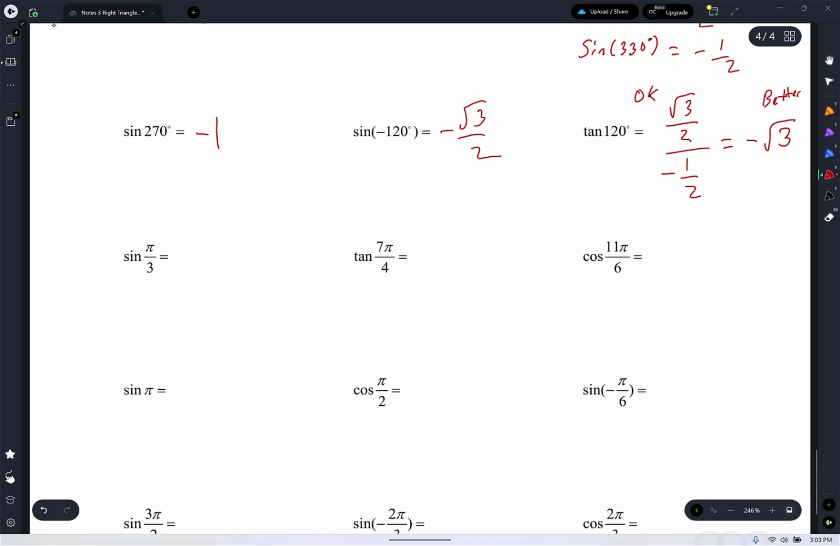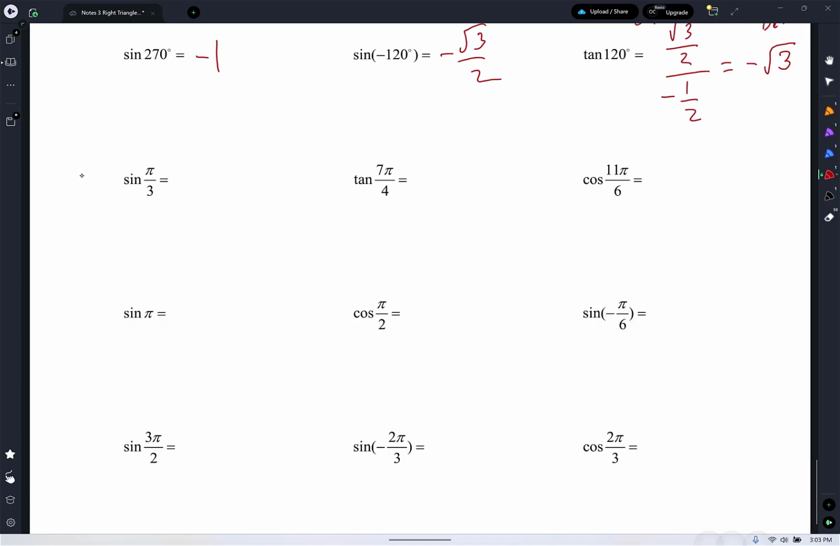Sine of pi over 3. Go to pi over 3. That's 60 degrees. What's the y value? Perfect. Tan of 7 pi over 4. So that's quadrant 4. The y is negative square root of 2 over 2. The x is positive square root of 2 over 2. What do we get? -1. The -1's the better answer.